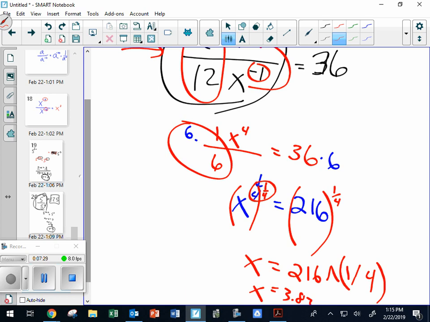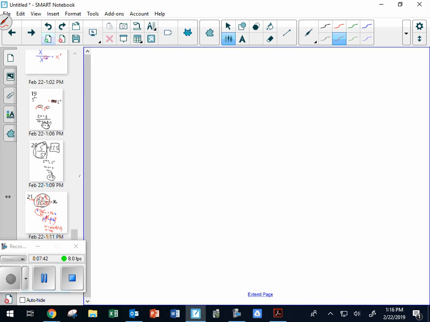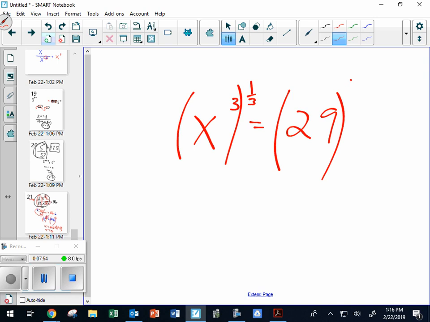And then, this is brand new. That's the only thing that's new. And that's that if you have a power and you want to get rid of it, you multiply by the reciprocal of that power. So if I have a cube like this, you put it to the what power? To the 1/3 power. That's the only thing that was really new.